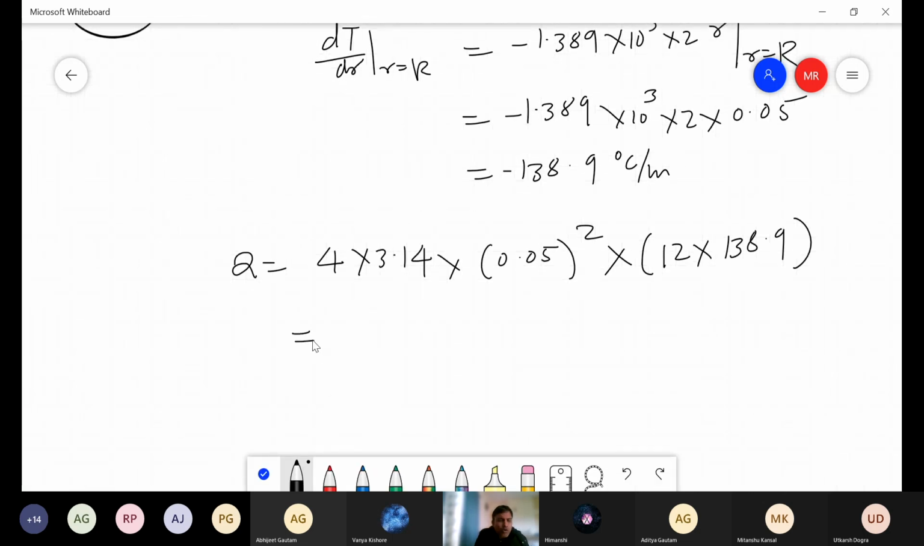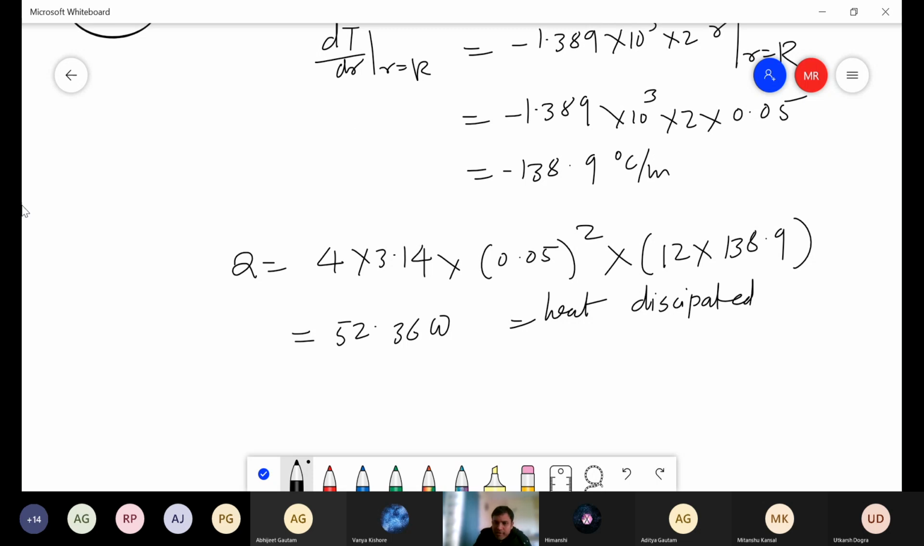So this Q comes out to be, if you calculate that, 52.36 watt. This is the heat dissipated. So this is the heat conducted at the surface, and this heat conducted at the surface should be equal to heat dissipated. Correct?